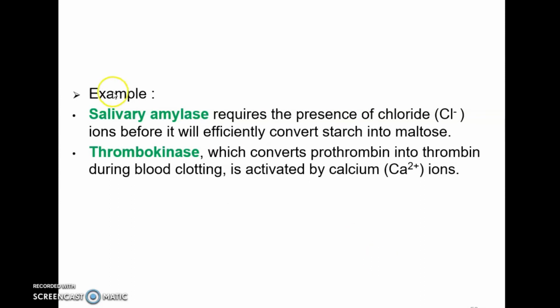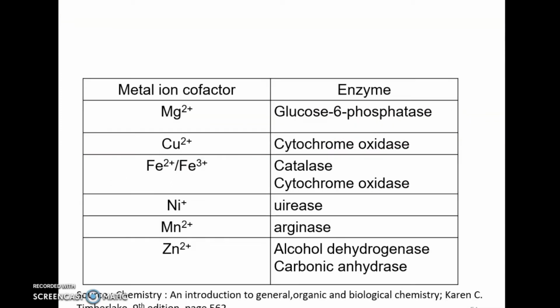Alright, example. So salivary amylase. The amylase enzyme requires a chloride ion to convert starch into maltose efficiently. And thrombokinase, the enzyme which plays a very important role in blood clotting, requires calcium ion to convert prothrombin into thrombin. Okay, here is an example of the requirement of a cofactor, the types of metal ion that help the enzyme act more effectively. And here is also an example.